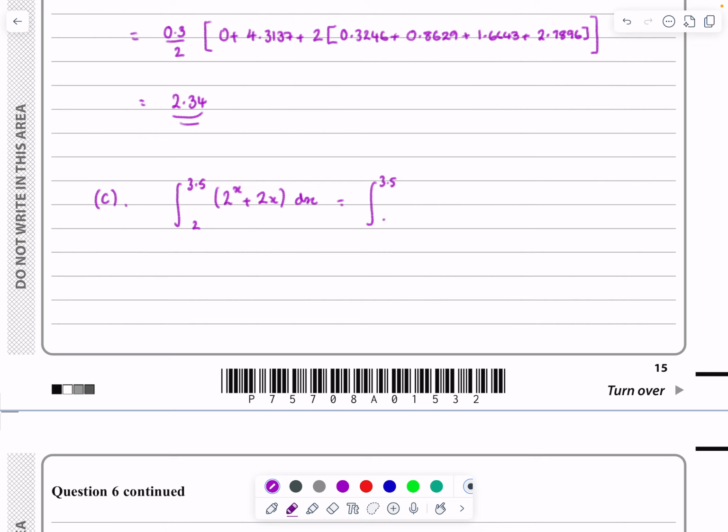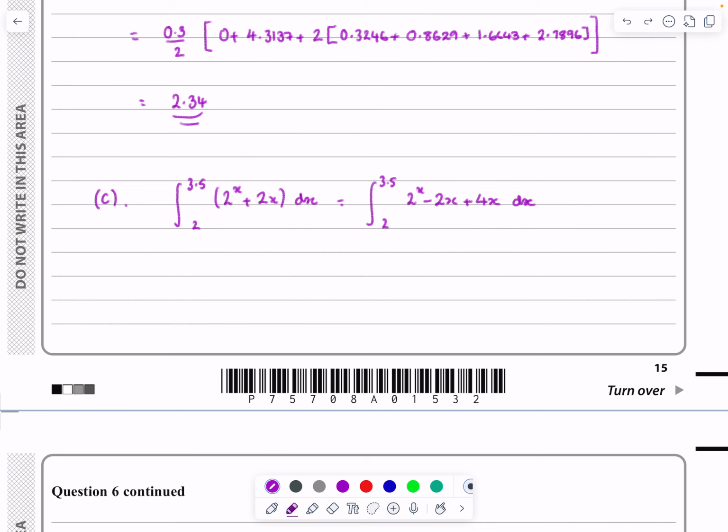I can do the integral between 3.5 and 2 of 2 to the x minus 2x. I know the answer to that. That's 2.34. So how do I get from here to here? What would I need to do to make those the same as each other now? Add 4x. You might need to stop and look at that for a while and go, oh, yeah, okay, that does actually work. So that's the only thing I can do because I'm stuck with having this bit. I've got no choice but to have that bit.